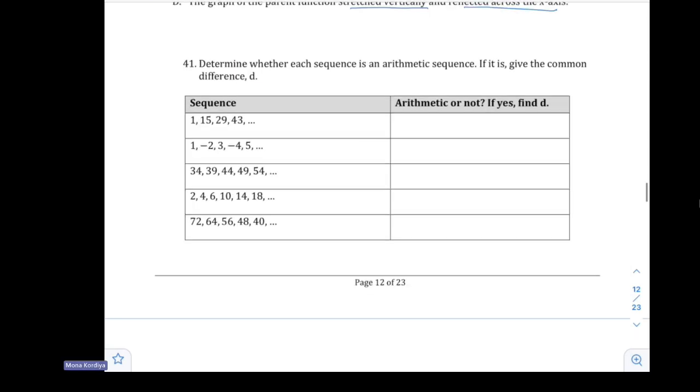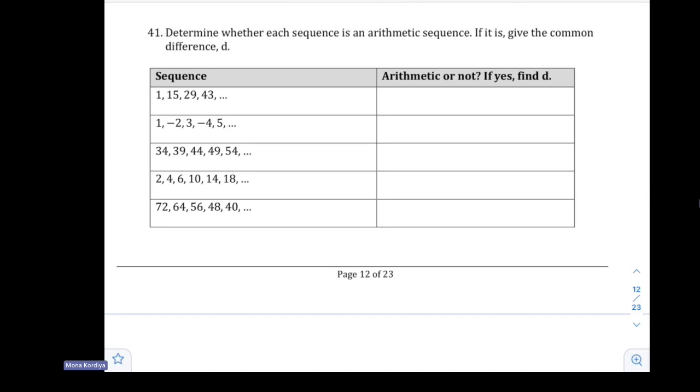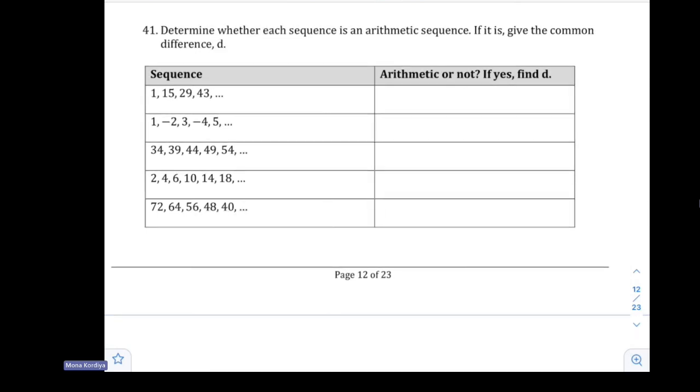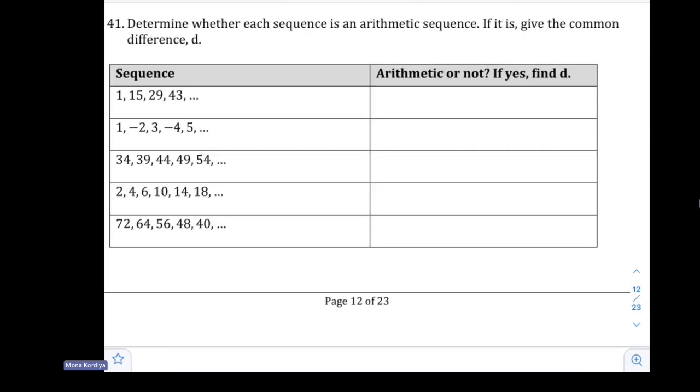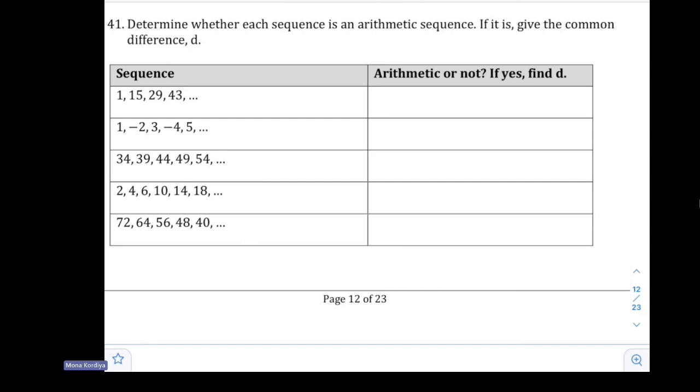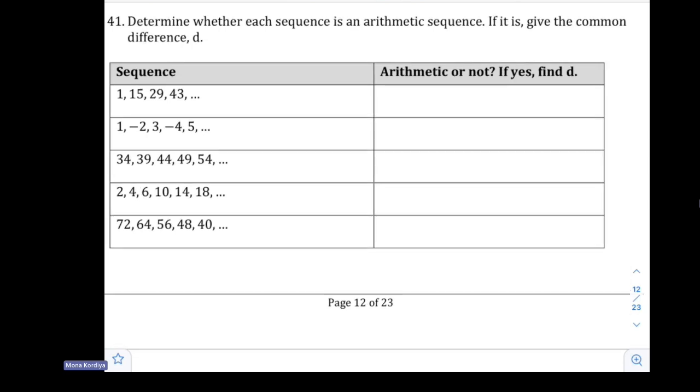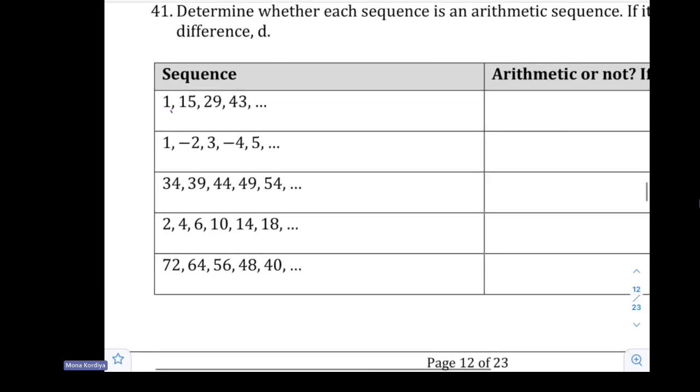Now, moving to the topic of arithmetic sequence. Remember, an arithmetic sequence is a sequence that has a constant difference. That is called the common difference, and we call it D. So we are asked here to determine whether each is an arithmetic sequence, and if it is, give the common difference. So let's check. We have to find out the difference.